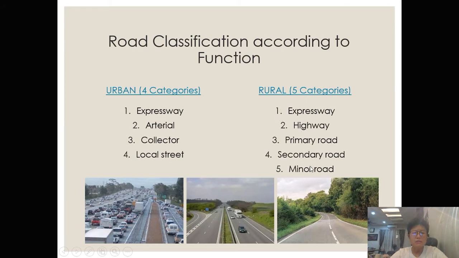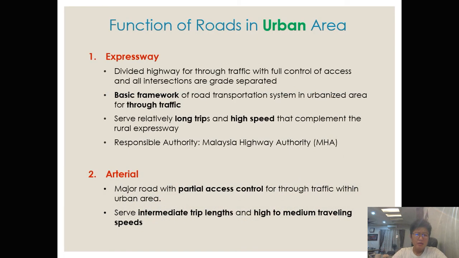So, let's look at what they mean. The urban ones, remember there are four categories. First one is expressway. When we say expressway in Malaysia, we just say highway. Right? Try reading, Zat. Where highway, and so on. It's for long trips, high speed. In Malaysia, who looks after it? The Highway Authority. Okay? And the next one is arterial.